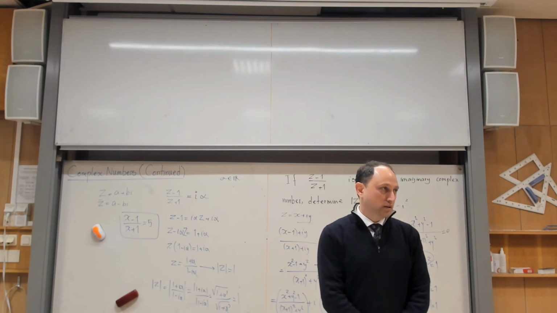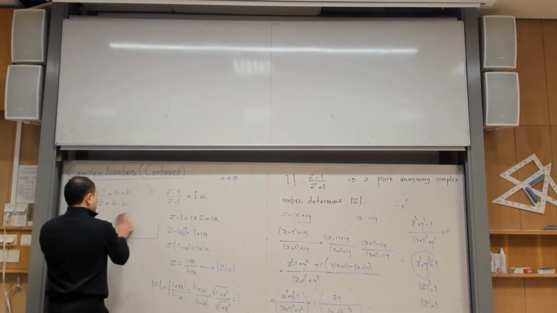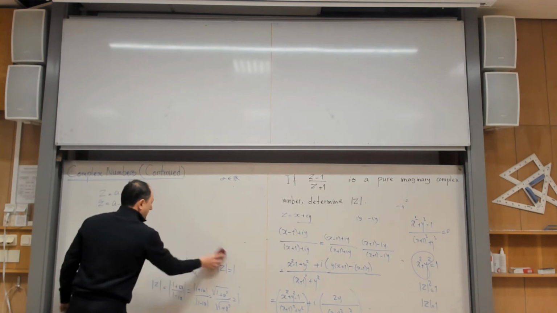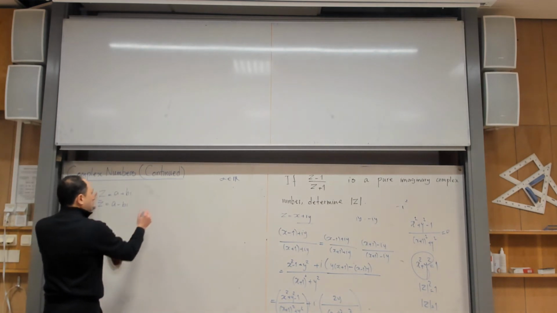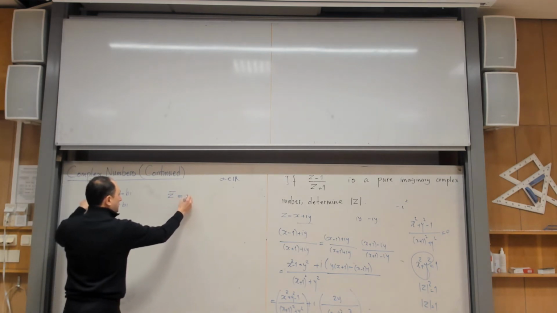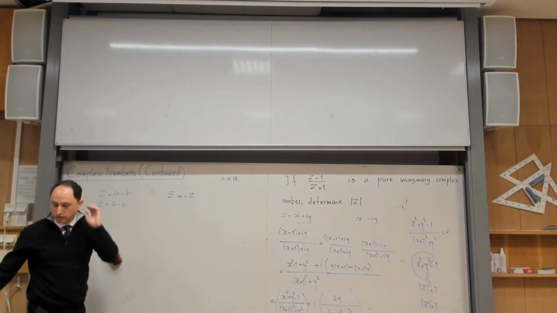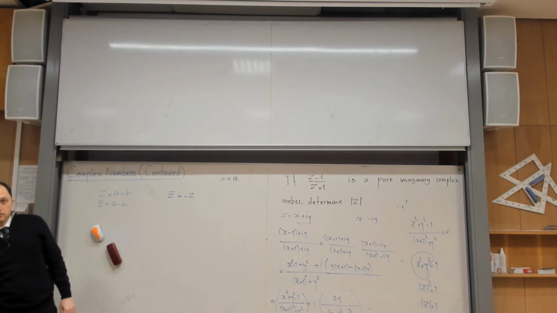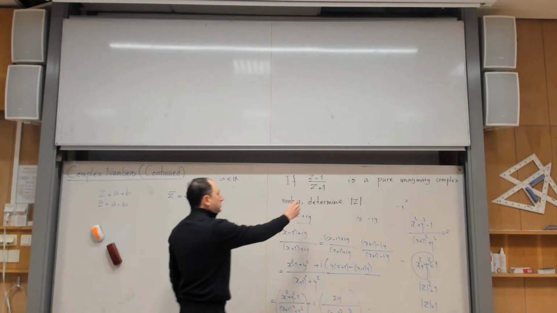Yes, the imaginary part, the sign changes. So that's good. This means that a number is pure imaginary if z bar is equal to minus z. Is that right or not? Yes or no? Okay.